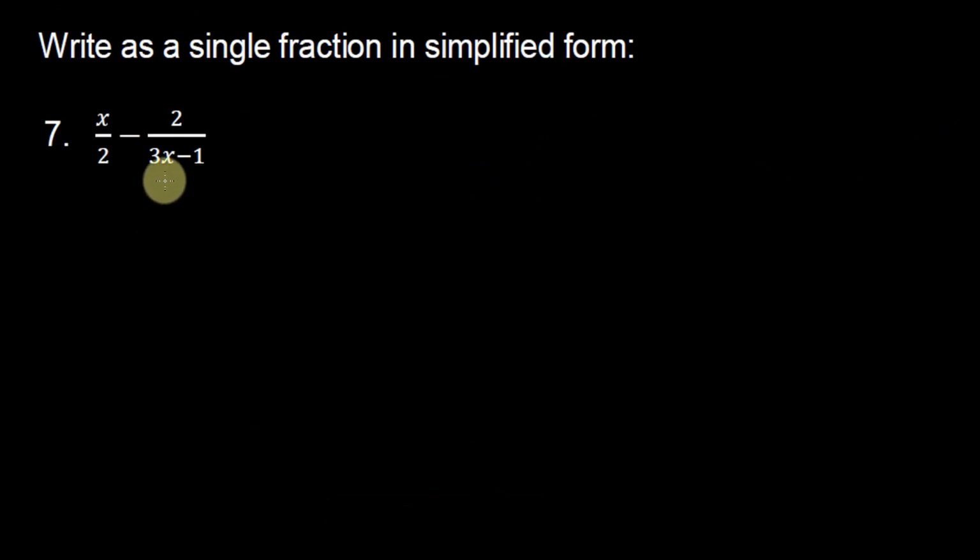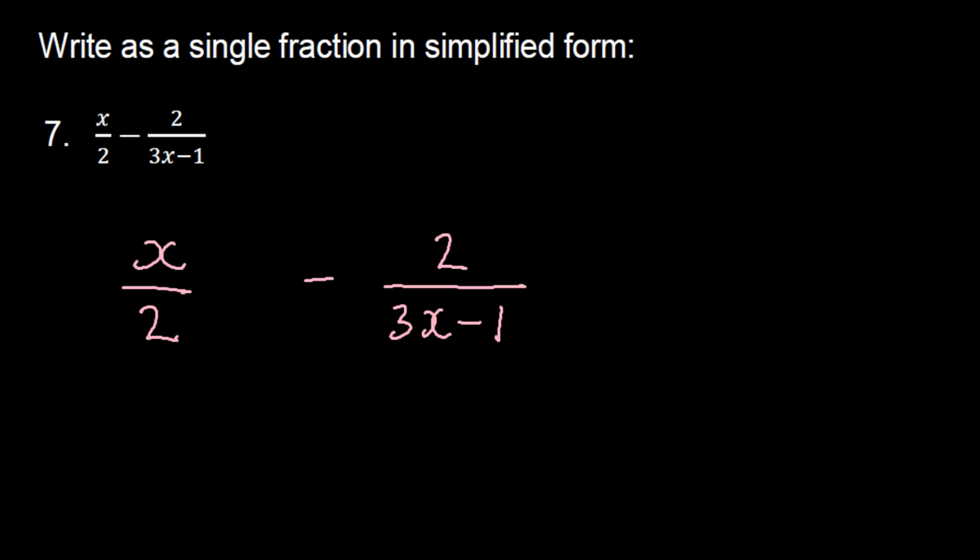So we can multiply the denominators by each other in order to make them the same. So the 2 here, we're going to multiply by 3x minus 1. And the 3x minus 1 we're going to multiply by 2. Then we also multiply the numerators.